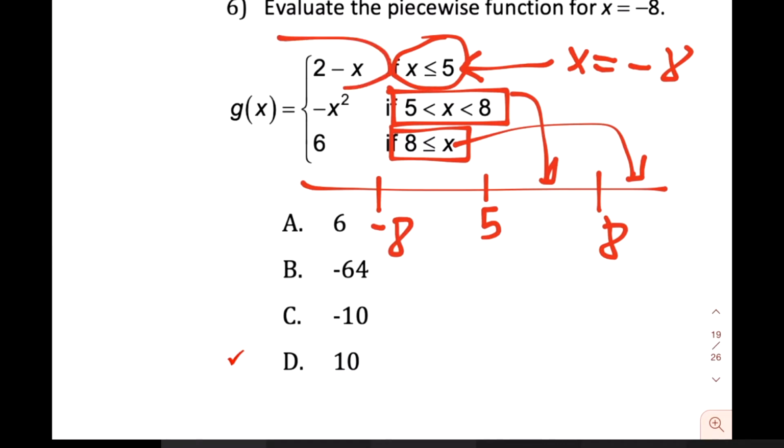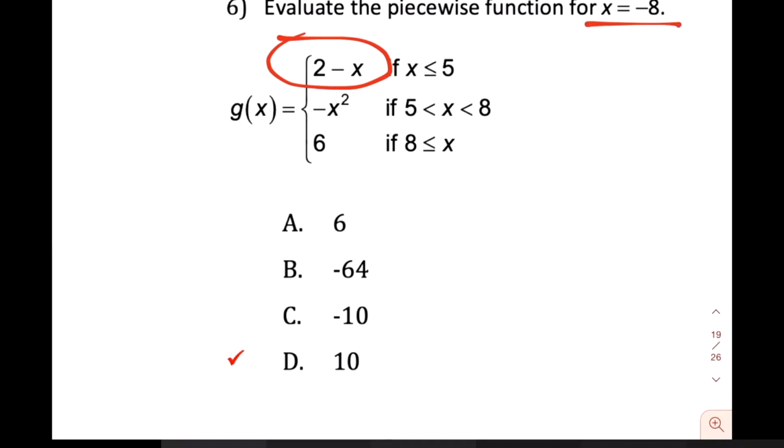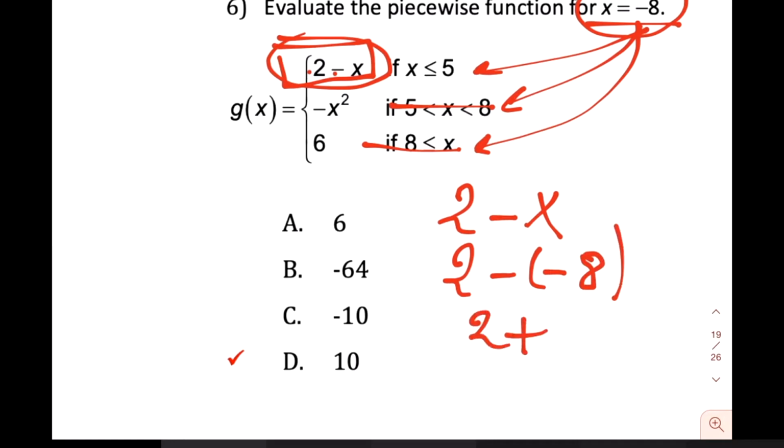So I'm going to use this expression. That's how I do this calculation. So make sure you know how to choose which expression. In piecewise, with x equal negative 8, you look which interval it is. It's in one of these three. So it's not here, it's not here, so it's here. So you have to use this expression, and you just do 2 minus x. And my x is negative 8. So 2 minus negative 8, which is 2 plus 8, which is 10. And that's your answer. Is this clear?